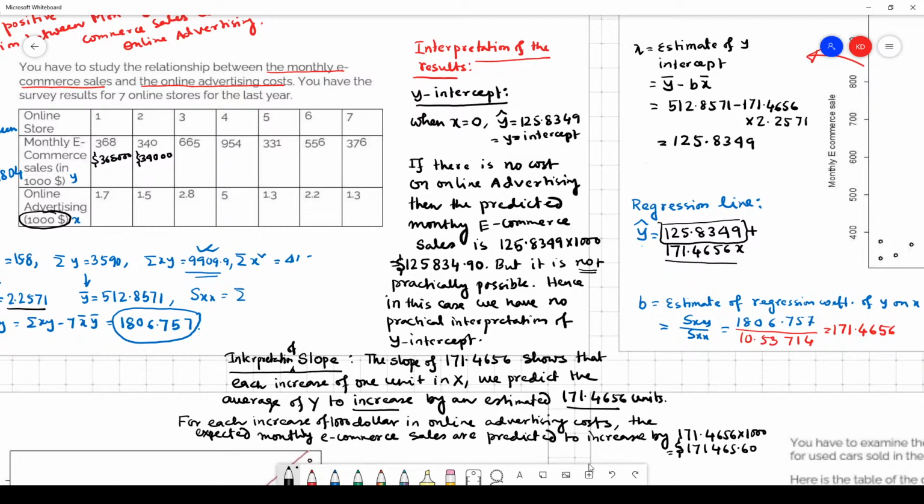Okay, so for this problem, the value of the slope, 171.4656 units, means for each increase of $1,000 in online advertising cost, the expected monthly e-commerce sales are predicted to increase by 171,465.60 dollars. Okay, so please tell me up to that, do you agree with me or not?